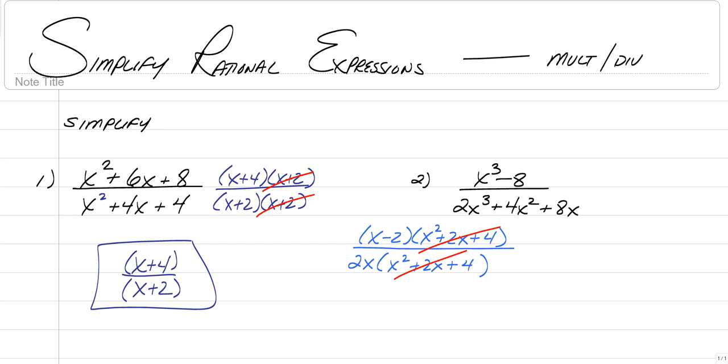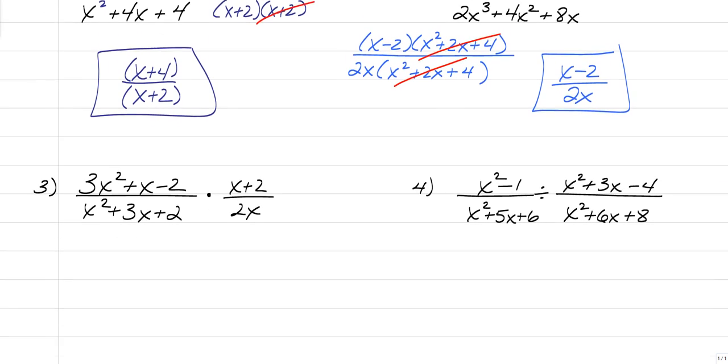So for this one, after you cancel those out, you are left with x minus 2 over 2x. And that is your answer. Do not try to get fancy and divide by 2, because you can't divide an x by 2. So that is your final answer. You leave it alone. You only simplify if it is mathematically correct to do so.